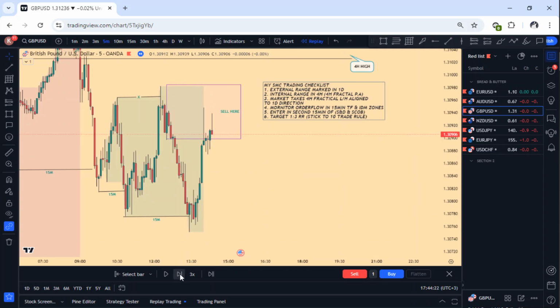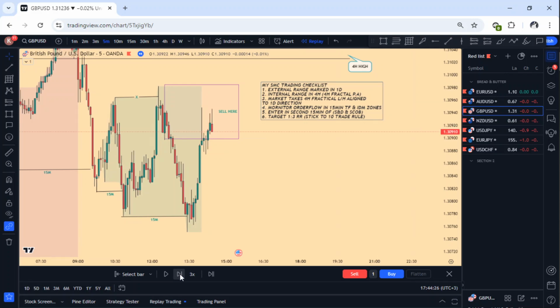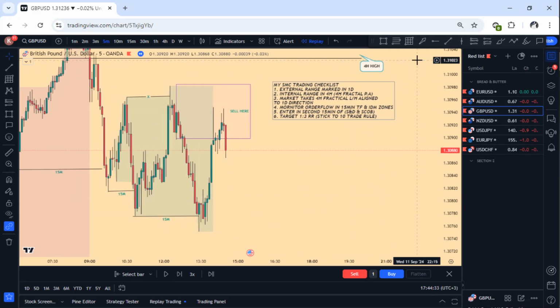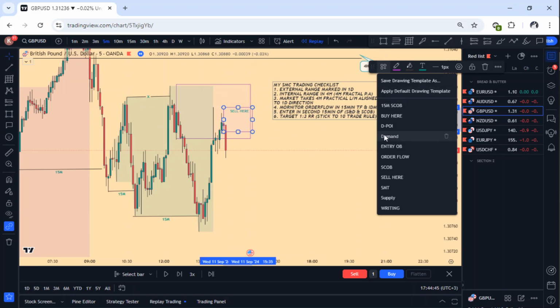There's no scope yet. There is no scope, and there we go. So this becomes your scope. This becomes your scope. All of that region, that becomes your scope.